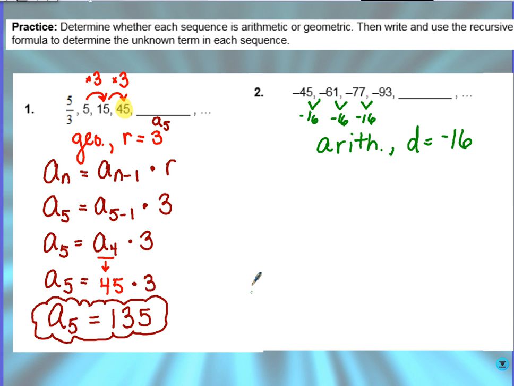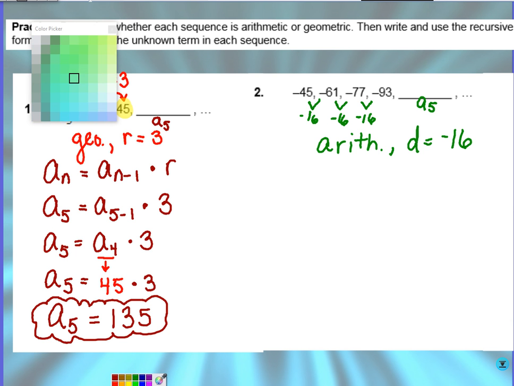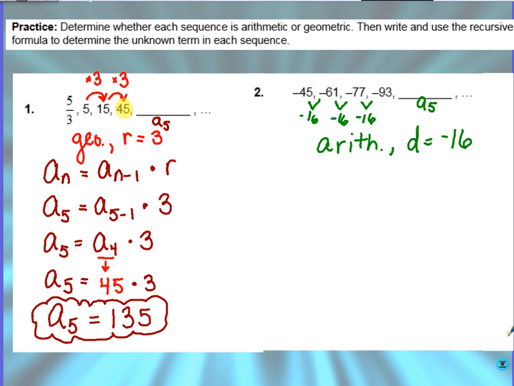In this example, we are also missing the fifth term of the sequence, so I will label it a sub 5. Now I know that we can just take negative 93 and add negative 16 to it, but we must show using the recursive formula. So take a look up above on your worksheet and write down the recursive formula for an arithmetic sequence. Here we go. To get to any term, we will take the previous term and add d.